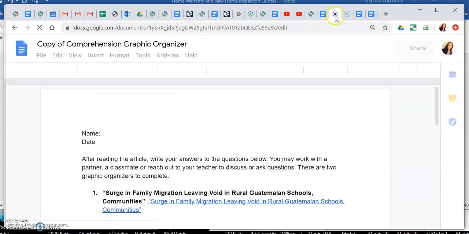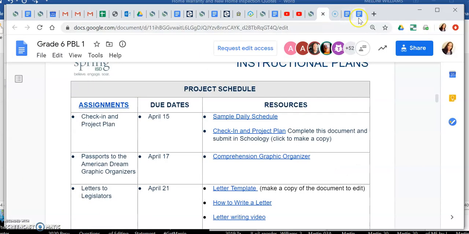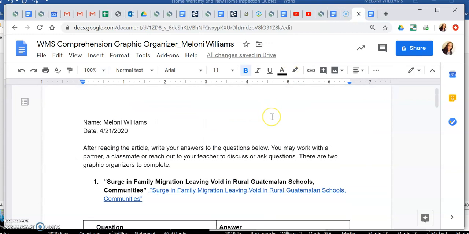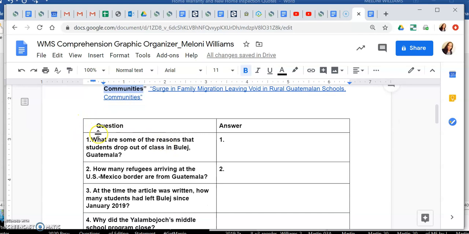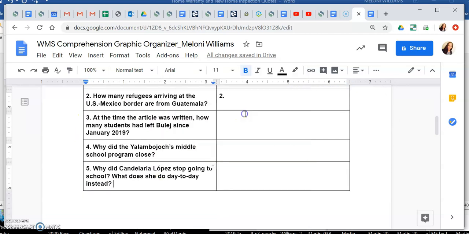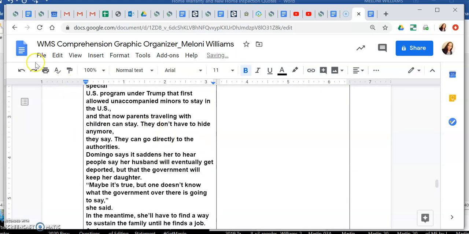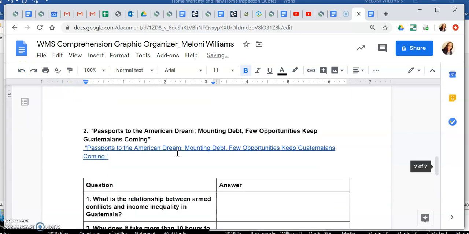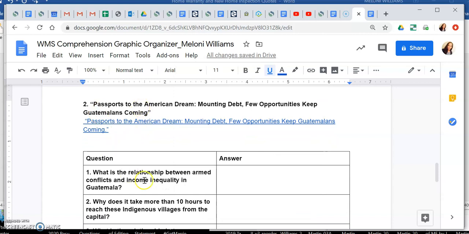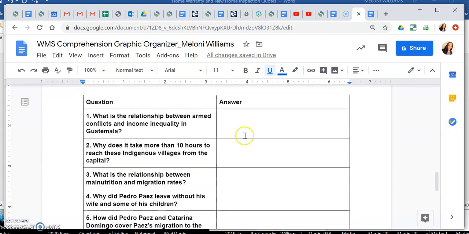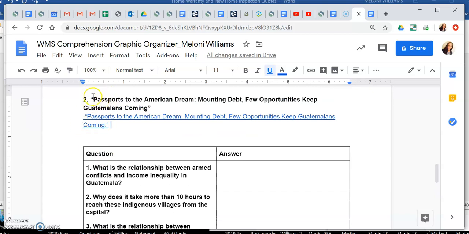When we click make a copy, it's going to open the document that looks like this. It has the Article 1 here with questions for Article 1. We completed that already, and now we're looking at Article 2 with the questions here. Article 2 is titled Passports to the American Dream, Mounting Debt, Few Opportunities, Keep Guatemalans Coming. So that's the article title.